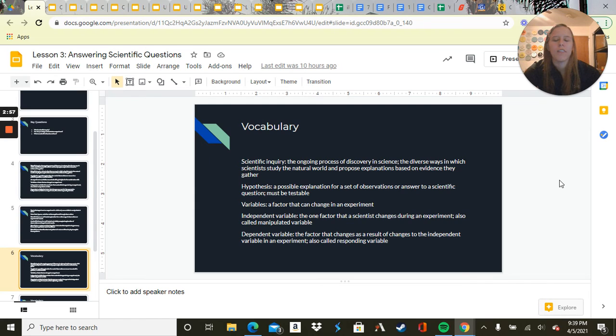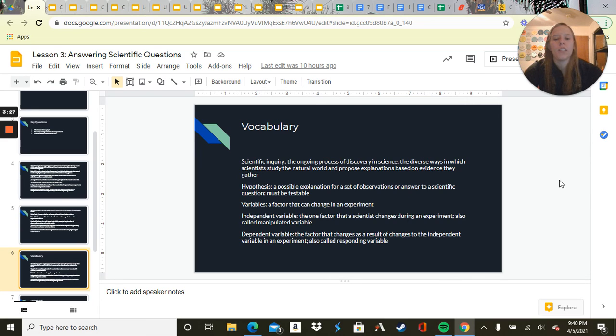So our vocab: scientific inquiry, the ongoing process of discovering science, the diverse ways in which scientists study the natural world and propose explanations based on evidence they gather. Hypothesis, a possible explanation for a set of observations or answer to a scientific question. It must be testable. Variables are a factor that can change in an experiment. Independent variable, the one factor that a scientist changes during an experiment, also called the manipulated variable.